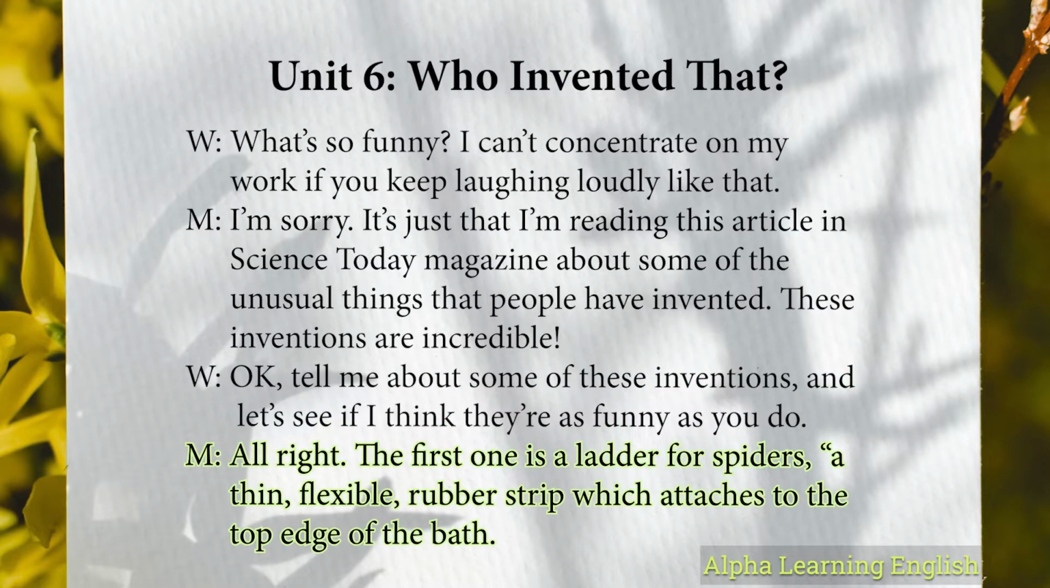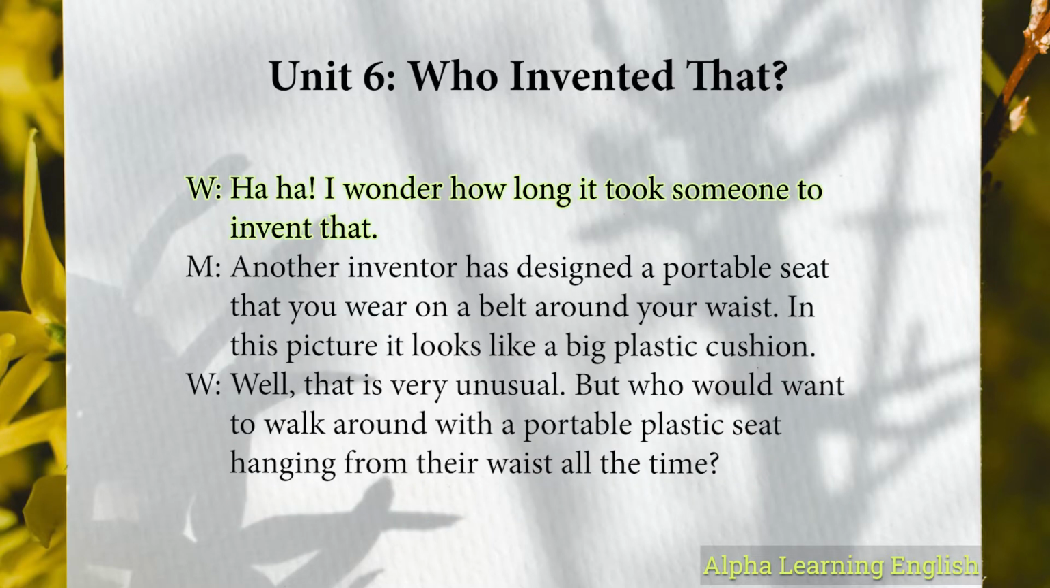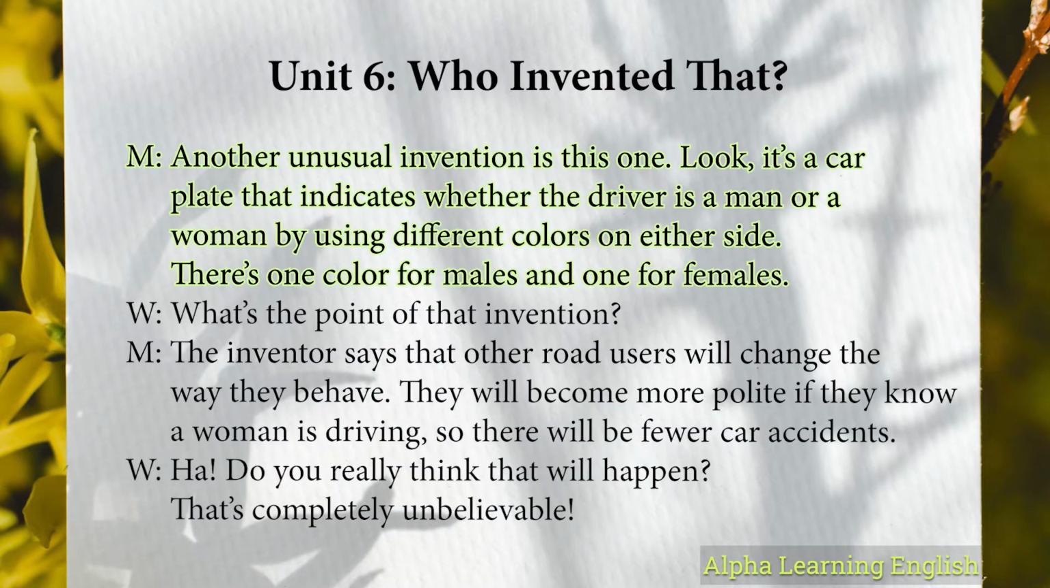All right. The first one is a ladder for spiders, a thin, flexible rubber strip which attaches to the top edge of the bath. Haha, I wonder how long it took someone to invent that. Another inventor has designed a portable seat that you wear on a belt around your waist. In this picture, it looks like a big plastic cushion. Well, that is very unusual, but who would want to walk around with a portable plastic seat hanging from their waist all the time? Another unusual invention is this one.